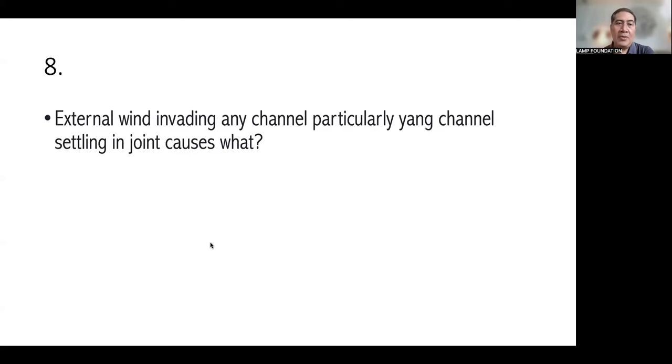External wind invading any yang channel, settling in the joint, causes what? Stiffness and joint pains. So remember the yang channel. Your answer should always be yang: gallbladder, the stomach channel.